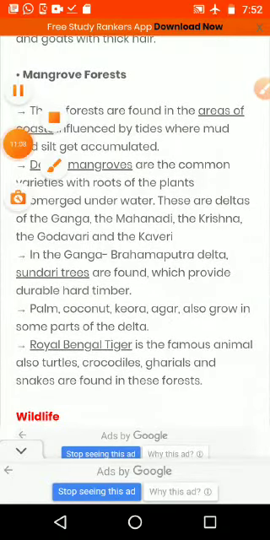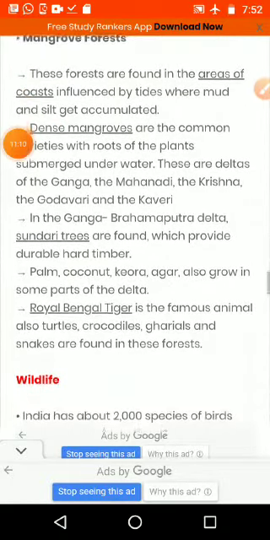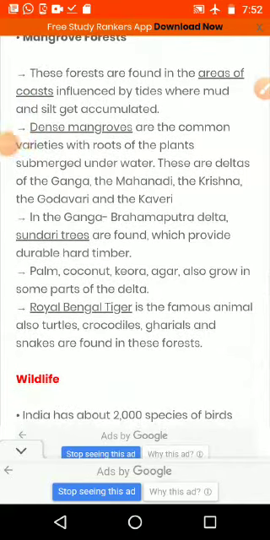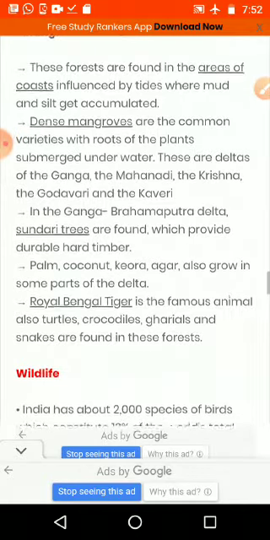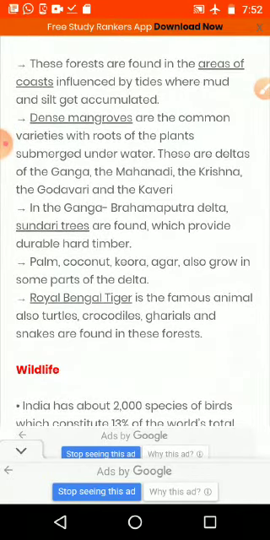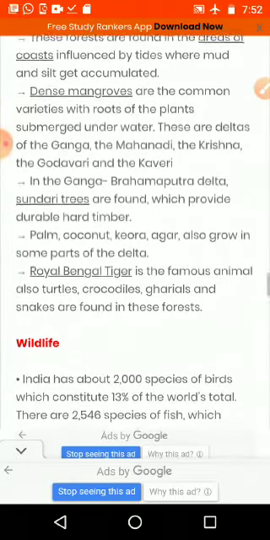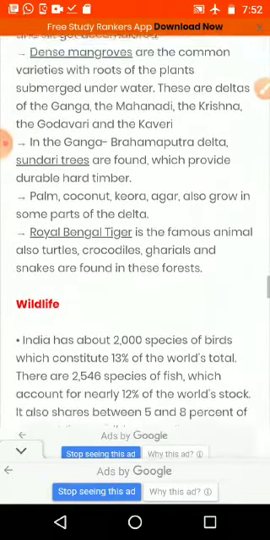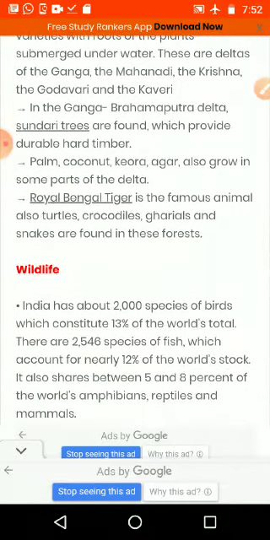Next one is mangrove forest. These forests are found in the areas of coast influenced by tides, where mud and silt are accumulated. Dense mangroves are the common variety, with the roots of the plants submerged underwater. These are found in the deltas of the Ganga, Mahanadi, Krishna, Godavari and Kaveri. The Ganga-Brahmaputra delta.